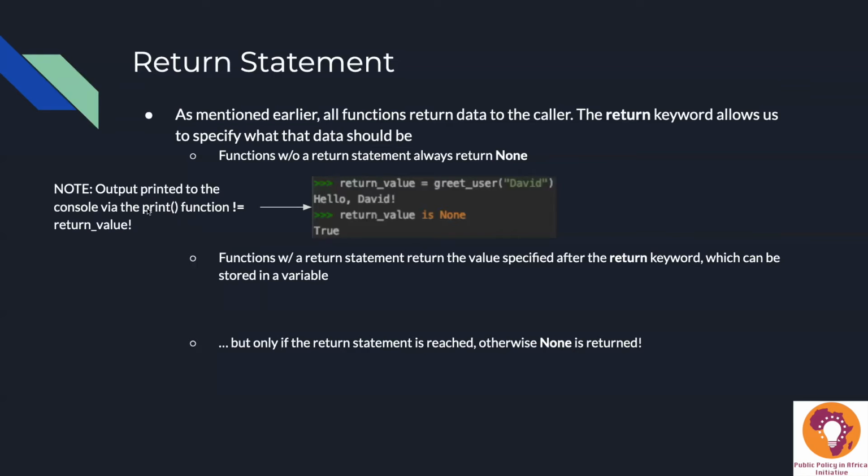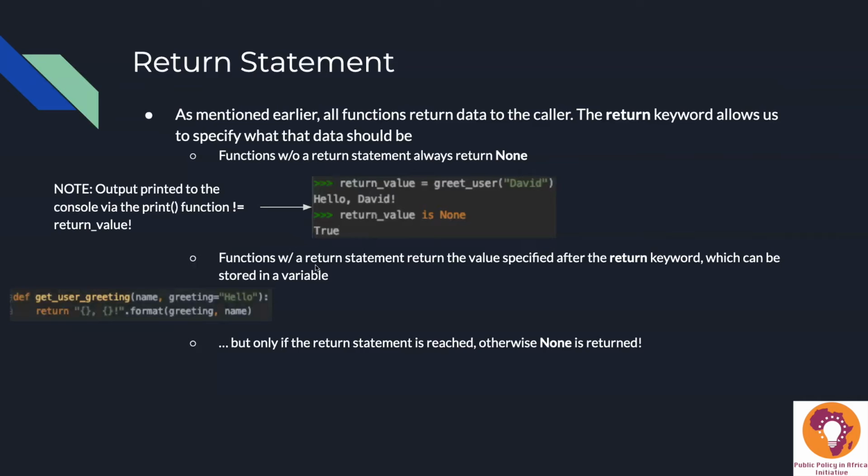And an important note to make here is that the output printed to the console via the print function does not equal the return value. So hello David was printed to the console. That's not actually returned from the function. That's just printed because there's a print statement within greetUser. So don't confuse a print statement with a return statement. Print statements don't actually return anything, whereas a return statement would. So in this particular case, even though we see hello David outputted to the console here, return value is still None.